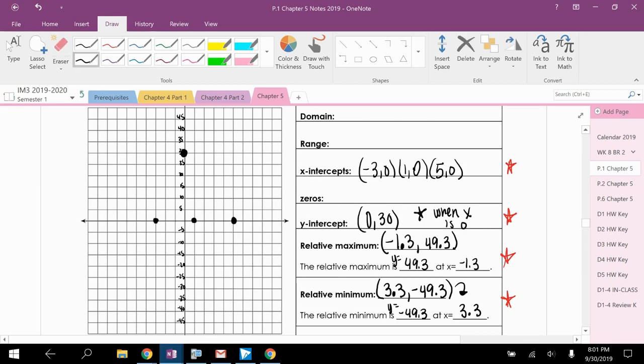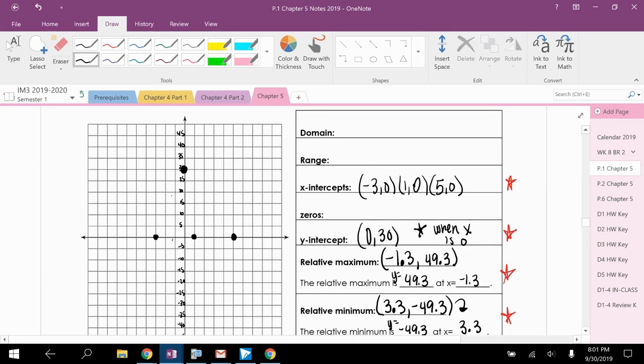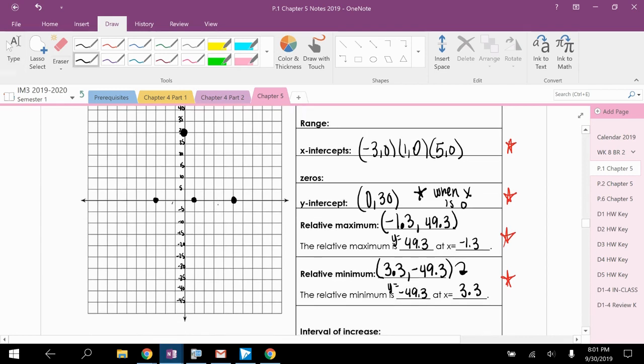And now let's graph our relative max. So negative 1.3, so maybe somewhere around there. And then up 49.3. So I'm going to come all the way up to 49, which is probably all the way up here somewhere. And now we're going to get our relative min on the graph. So 3.3, so 1, 2, 3.3, down 49.3. So I'm going to go 1, 2, 3, down all the way, maybe somewhere around here. Again, it does not have to be perfect.